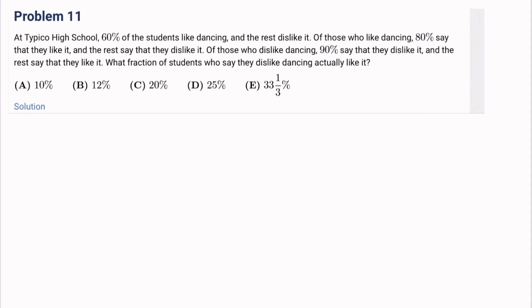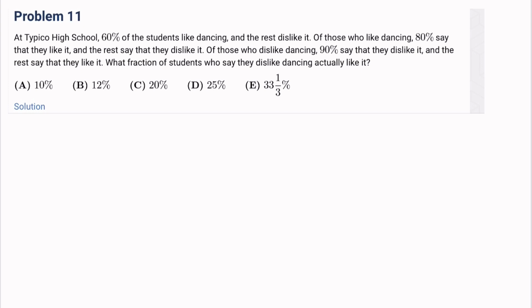Number 11. At a typical high school, 60% of the students like dancing, the rest dislike it. Of those who like dancing, 80% say that they like it, and the rest say that they dislike it. Of those who dislike dancing, 90% say that they dislike it, and the rest say that they like it. What fraction of students who say that they dislike dancing actually like it?